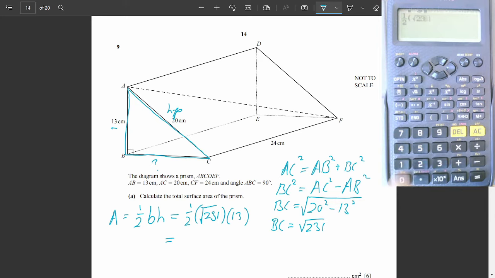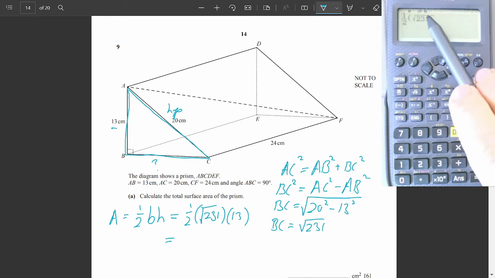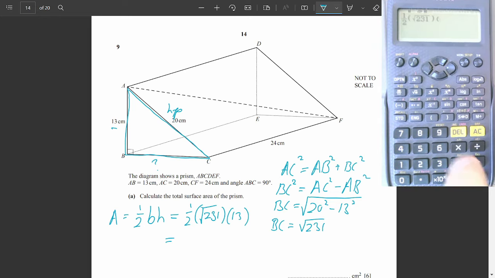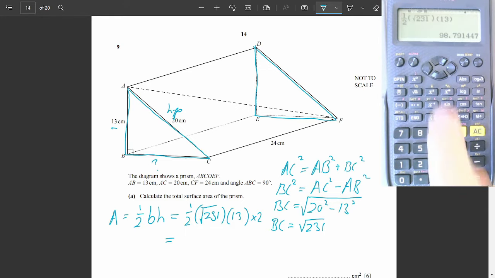So root 231. Be careful that you don't continue the root. So let's go back, press the arrow, 13 equals, okay, there's a good answer. Now remember what's going to happen here. We got the front face, the back face is the same. So in the end, we are going to double this answer again. So instead of halving and doubling, we can just work it out, or we can double it now, and that's it.